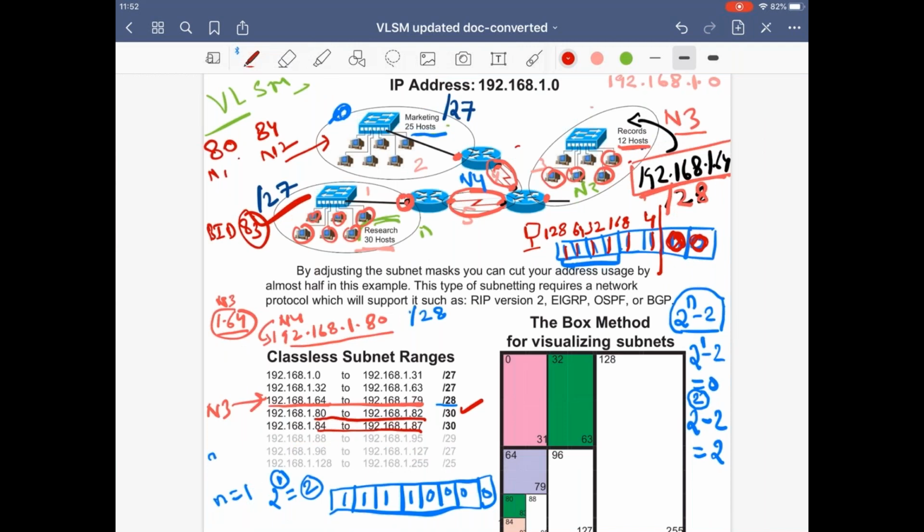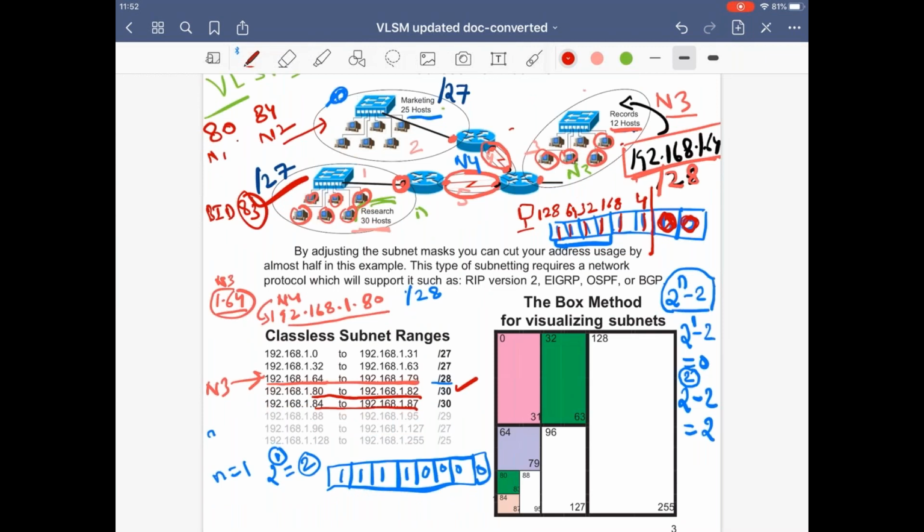So this will be our last requirement, N5. This will be our N4, /30. See what we have done? We have been given one IP address at the start. Initially, we had one IP address. After that, we divided that IP address according to our requirement, /27.